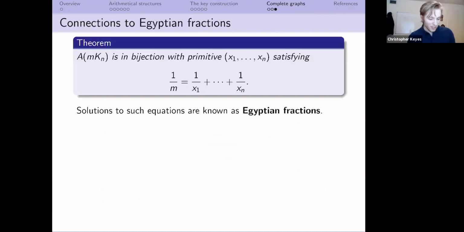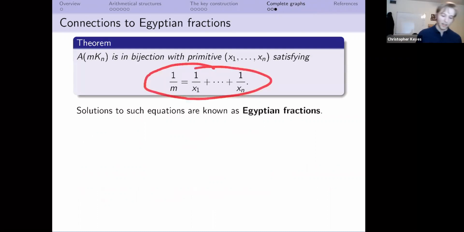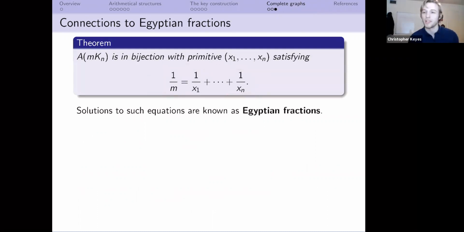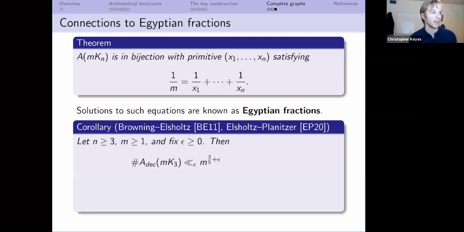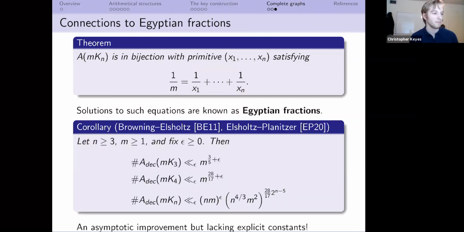But it turns out that the arithmetical structures on these MKNs are in one-to-one correspondence with primitive solutions to these unit fraction representations of 1 over n. So these are also called Egyptian fractions. And the fun punchline of this part of the paper is that we can actually use work that bounds the number of Egyptian fraction solutions to get a bound on the number of arithmetical structures. And that looks like this.